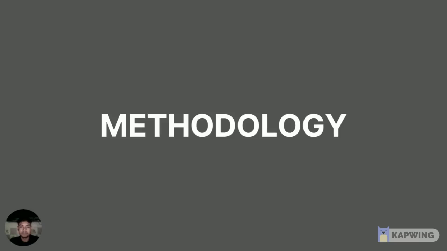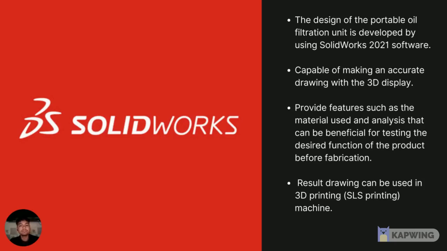So, next chapter is the methodology. So I use SolidWorks 2021. This is because it is capable of making an accurate drawing with the 3D display, and it also provides features such as the material use and analysis that can be beneficial for testing the desired function of the product before fabrication. And lastly, the resulting drawing can be used in 3D printing, which in this case is SLS printing.